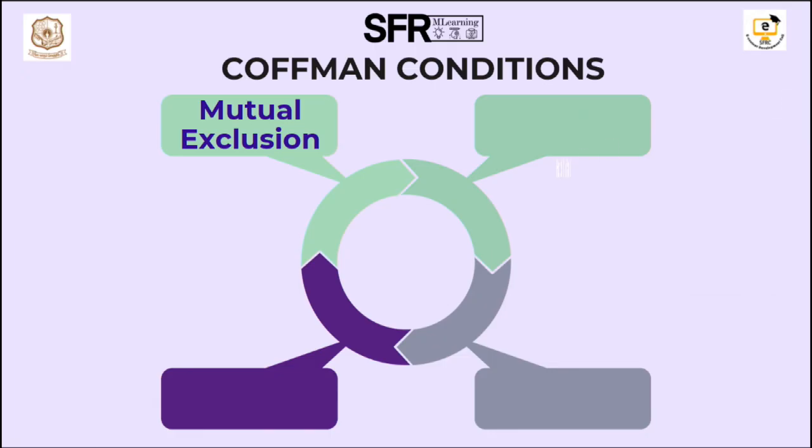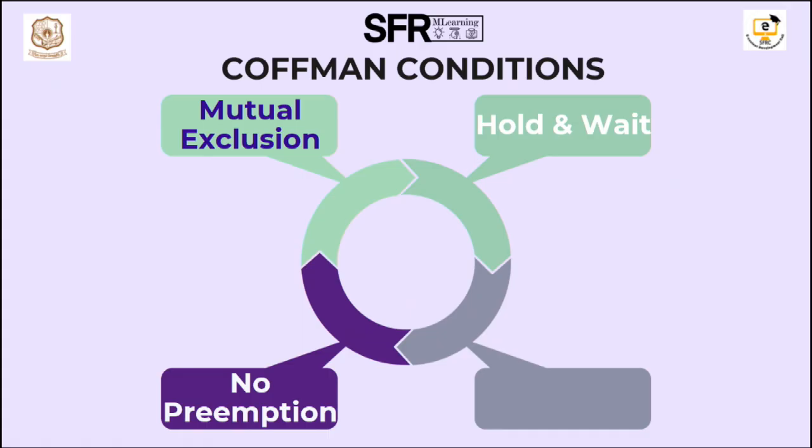The next condition is hold and wait. This condition occurs when a process is using one resource and waiting for an additional resource which is held by other processes. This creates a cycle where each process is waiting for resources that are locked by others. The third condition is no preemption. No preemption is the condition where resources cannot be taken from a process by force.